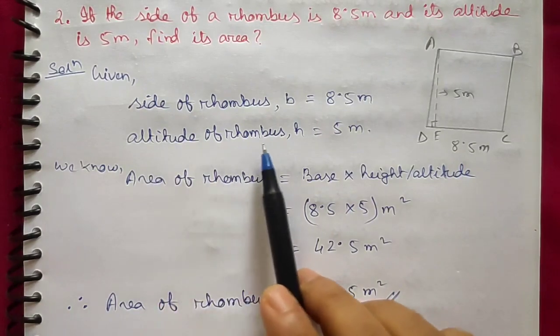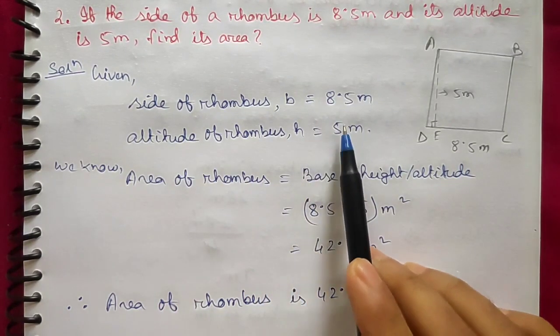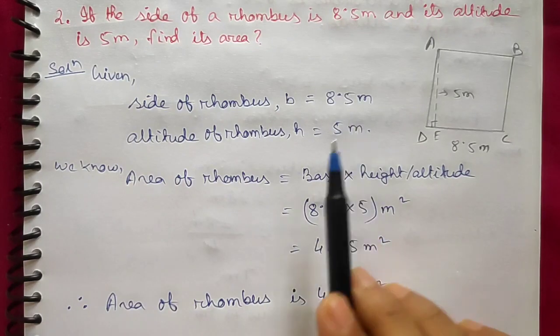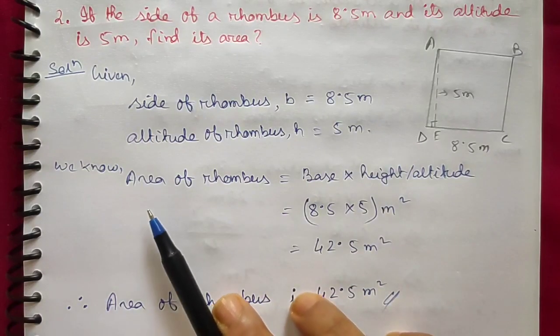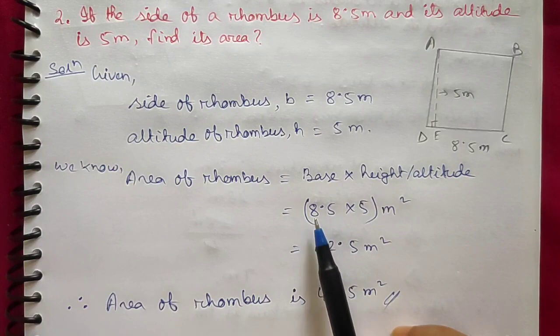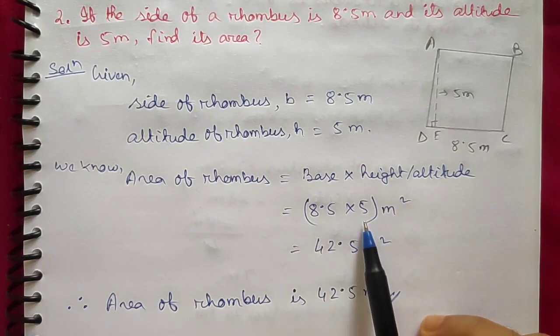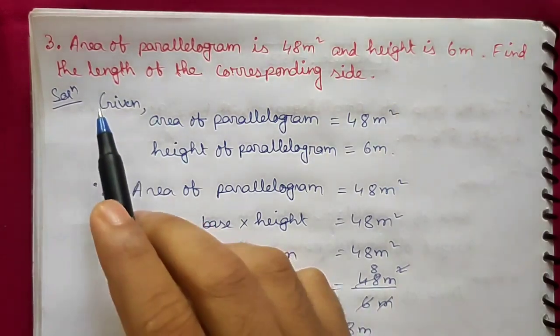Okay, so let us find. Side of a rhombus, suppose base equal to 8.5 meter. Altitude of rhombus h equal to 5 meter. Now we know area of rhombus equal to base into height or altitude. Then base is 8.5 into height 5. 8.5 into 5 is 42.5 meter square. Therefore, area of rhombus is 42.5 meter square. Now comes our third question.